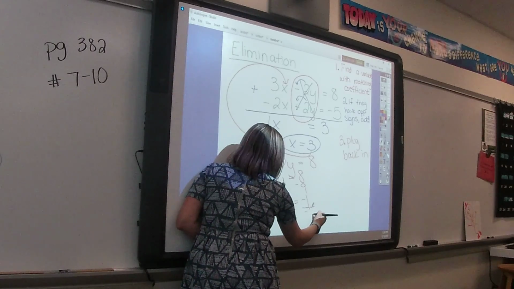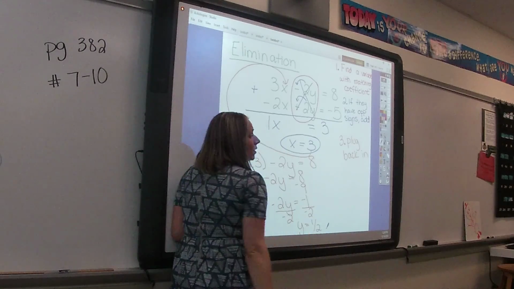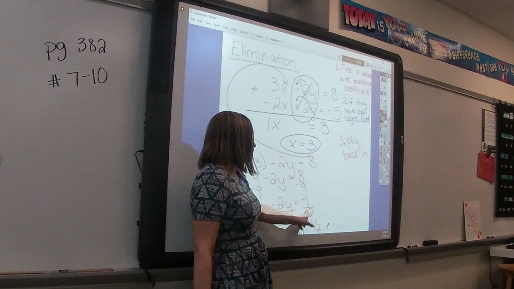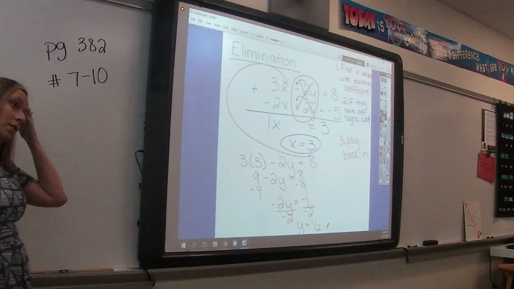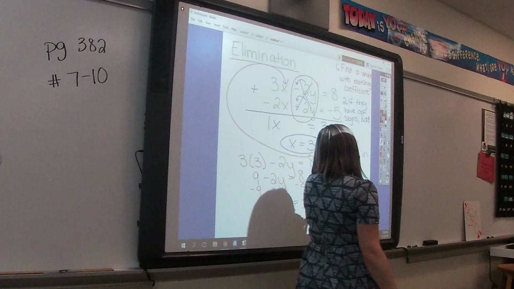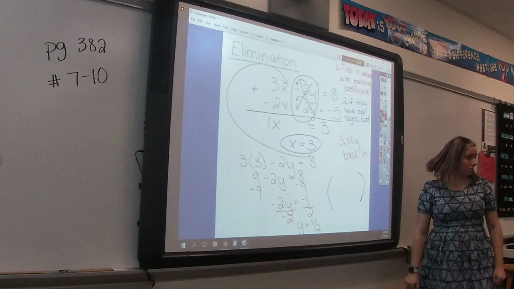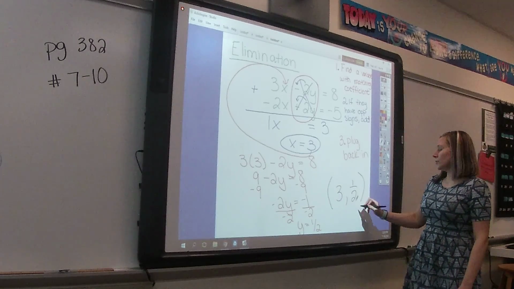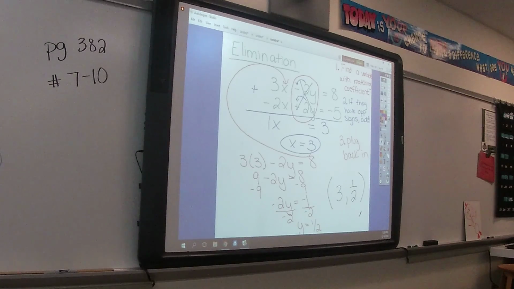No, positive 2. No, because we're dividing. So 1/2. Oh, wait, I'm confused. We're not subtracting, we're dividing. I'm doing negative 1 divided by negative 2, and 2 negatives make a positive. Yes. So what's another way that I could write this? 3 comma 1/2, or 0.5 for all you decimal lovers out there. x equals 3 and y equals 1/2.